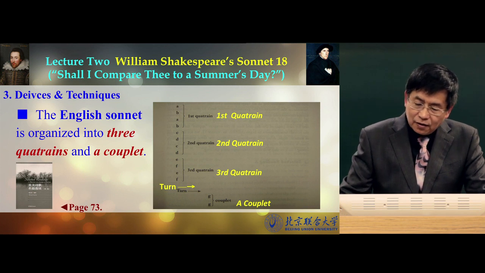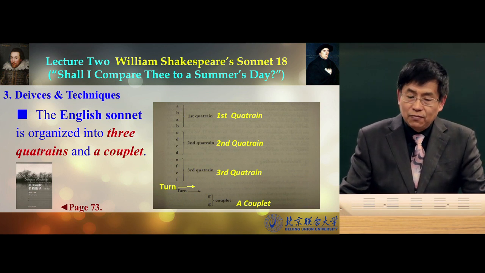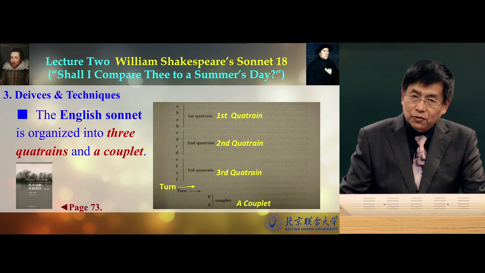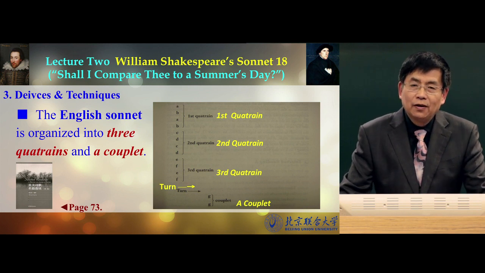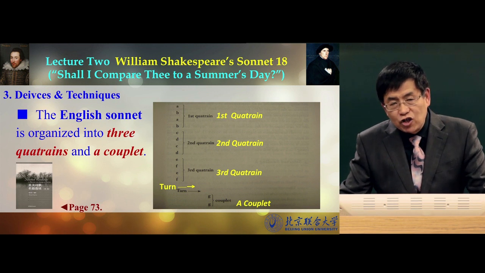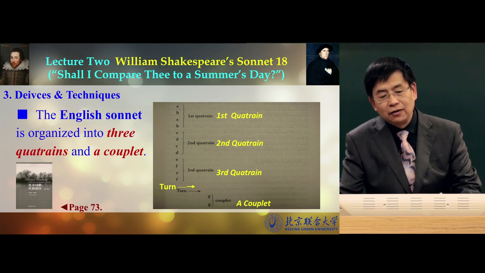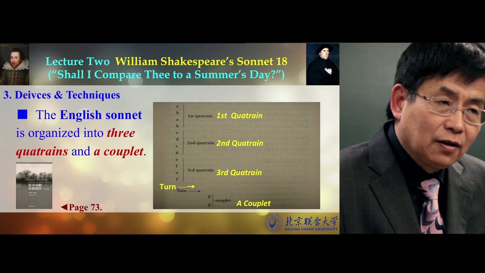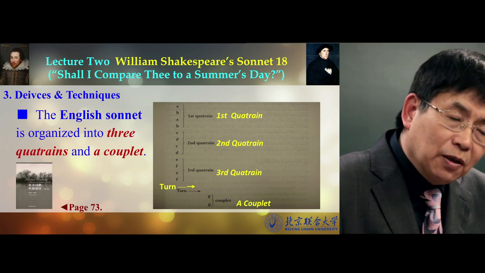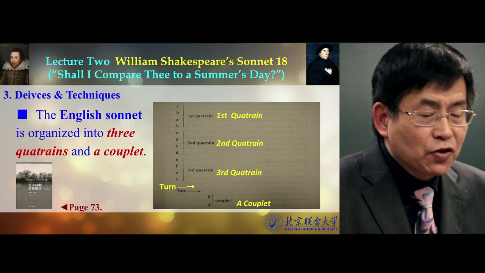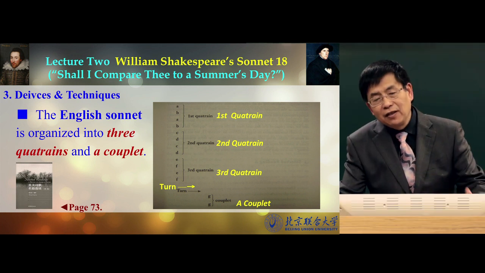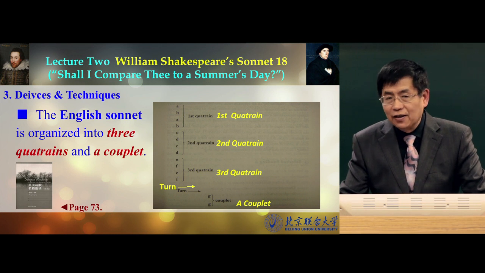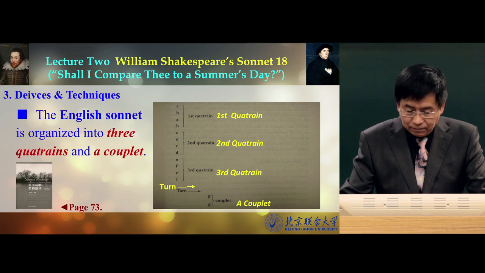AB, AB, first quatrain. CD, CD, second quatrain. EF, EF, third quatrain. And finally, GG, we have a concluding couplet. And the logical or emotional turn occurs at the beginning of the 13th line rather than at the beginning of the 9th line, as in the Italian sonnet.